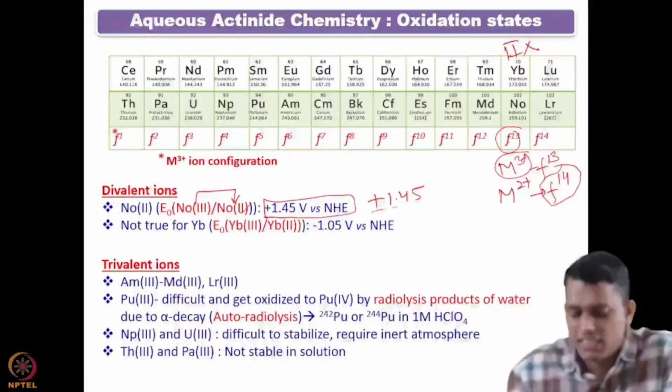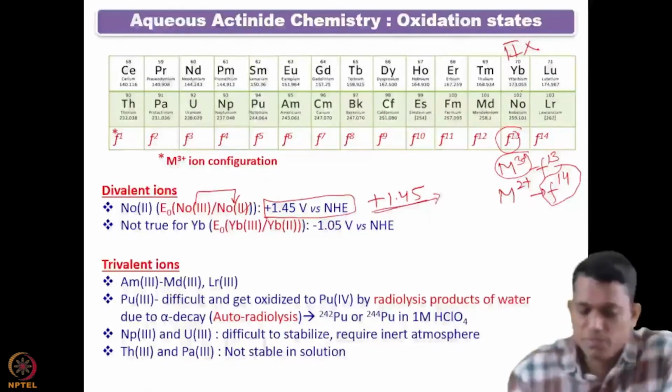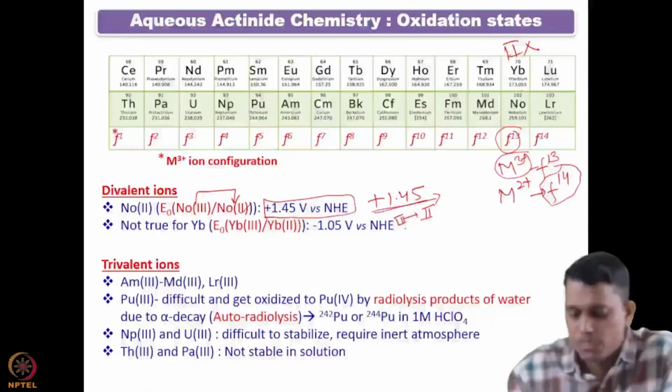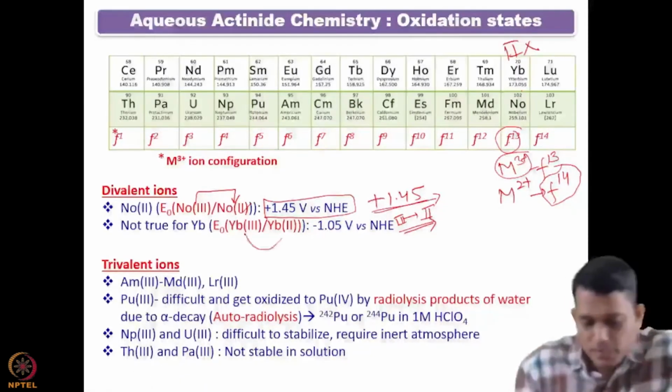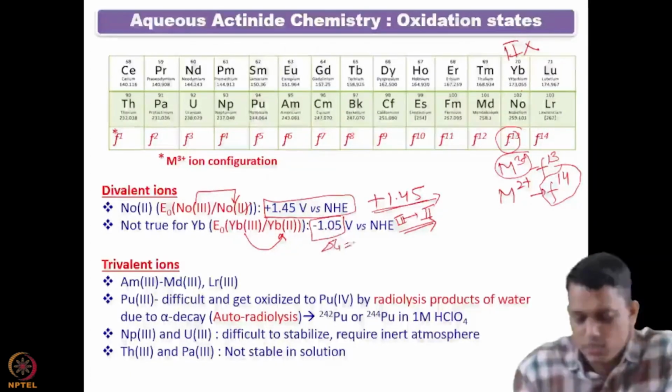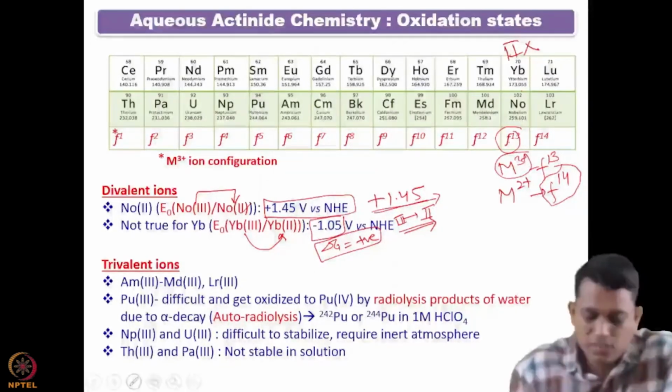So the energetically this transformation is very much favorable. So the tendency of novalium going to 2 from 3 is very much favorable. But if you see the ytterbium 3 to 2, it is negative. And the corresponding delta G for this should be positive. So this kind of transformation is very difficult. So that explains that why ytterbium 2 is not stable.